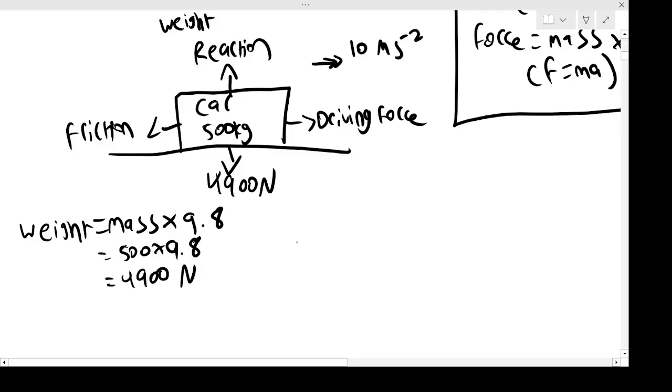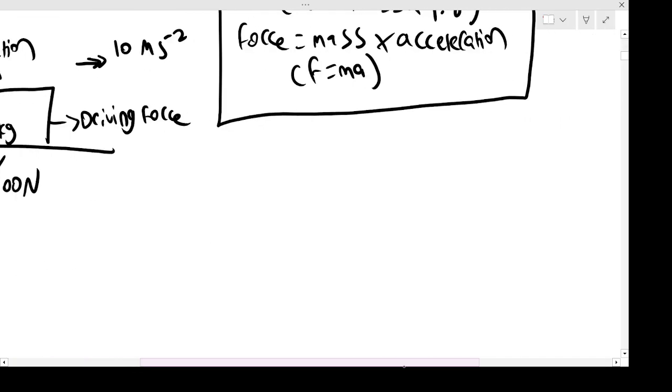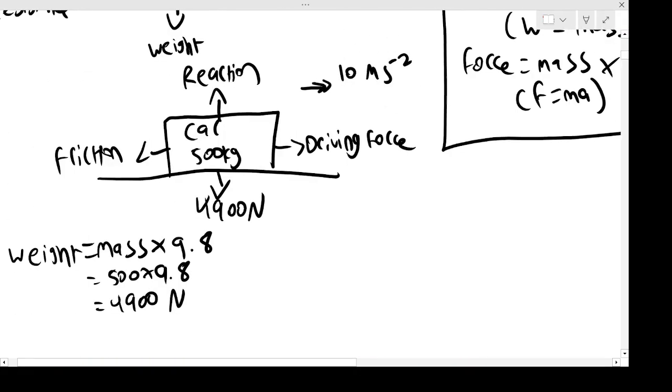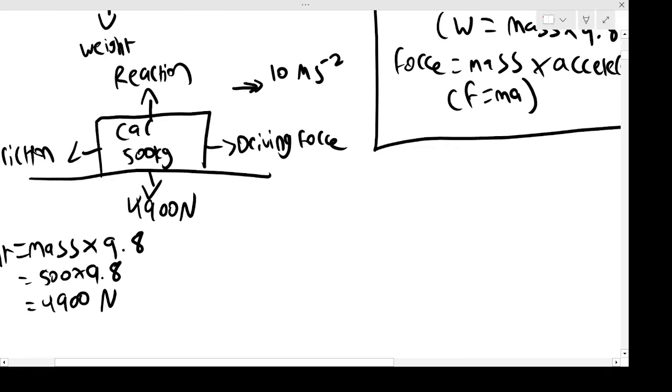Now I'm going to find the reaction force. I'm going to do that by looking at this formula: force is mass times acceleration, or F equals ma. What exactly do I mean by force, because there's four of them here? Well, what we can do is look at two different directions.